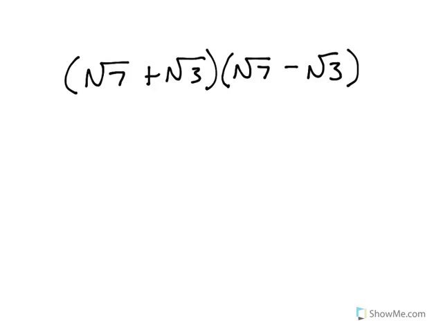Another example, square root 7 plus square root 3 times square root 7 minus square root 3. We are going to FOIL this. Square root 7 times square root 7. Remember, that is the same as squaring a square root, which is just the radicand, 7.